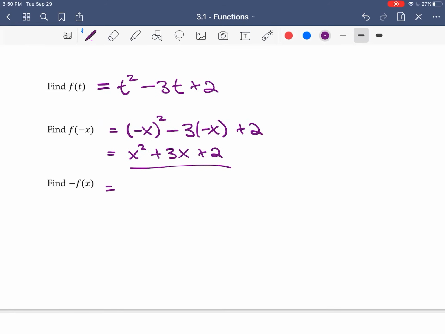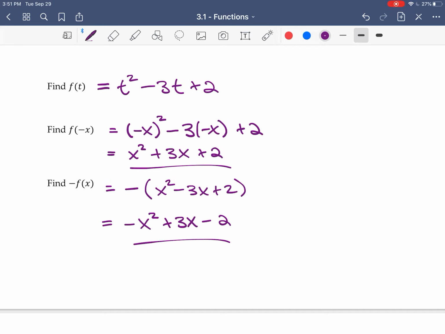Okay, now negative f of x, that's the negative on the outside. So that means I'm going to negate the f of x equation. So I'm not plugging anything special into f, because it just has an x here, right? The negative is on the outside. Okay, so that negative is going to expand through, so it's going to be negative f of x plus 3x minus 2. Okay, so that's a little bit of function notation. Guess I should underline that.